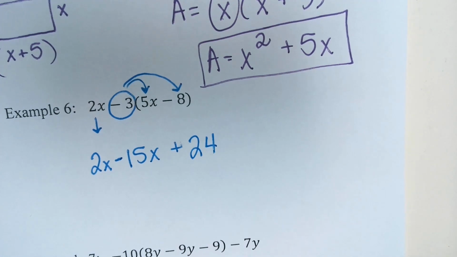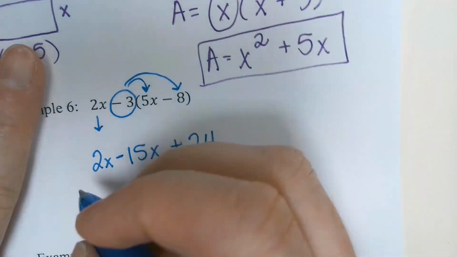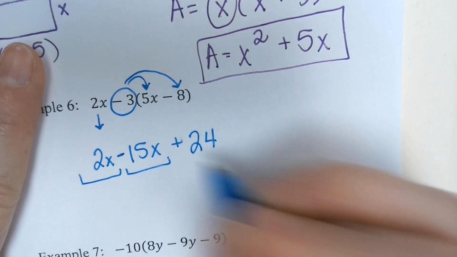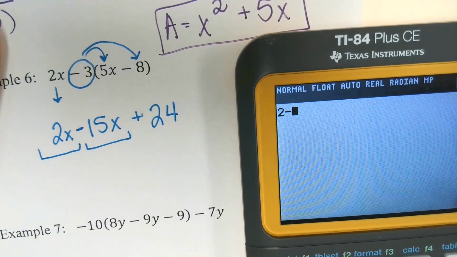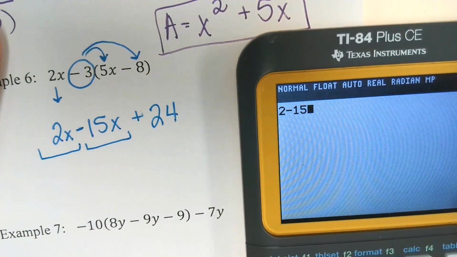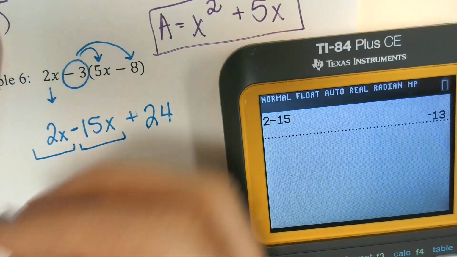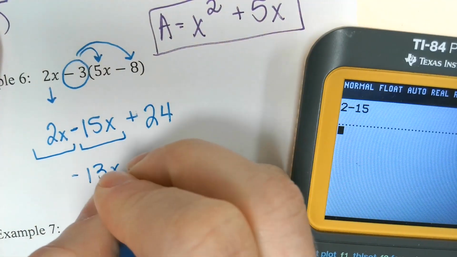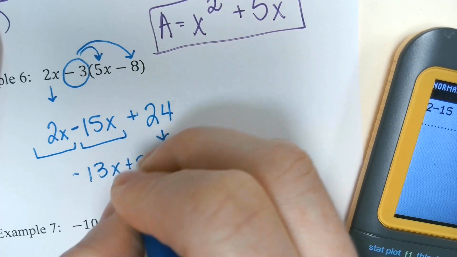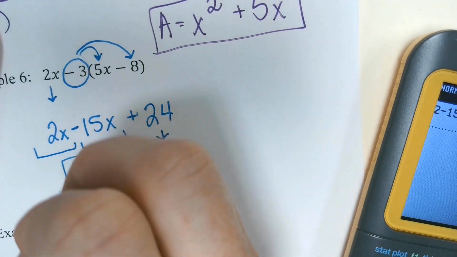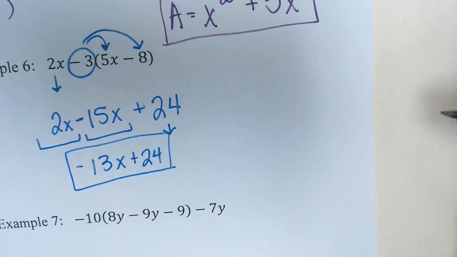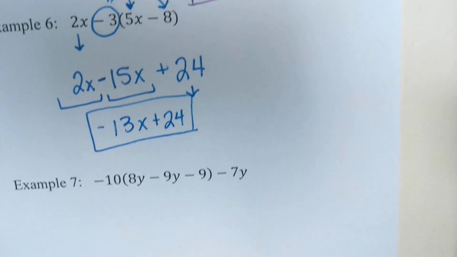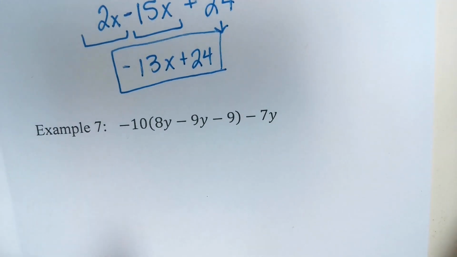All right, last step would be to make sure everything's simplified. Is there anything I can combine? Yeah, these x's. So I'm going to leave the x off and put it in my calculator. 2 minus 15. Yep, negative 13x. And then just carry down the plus 24. All right, last one. Go ahead and distribute.